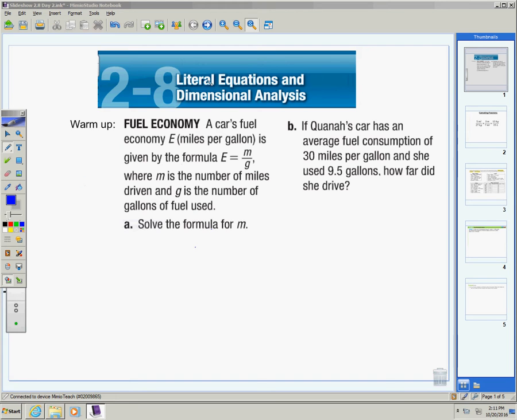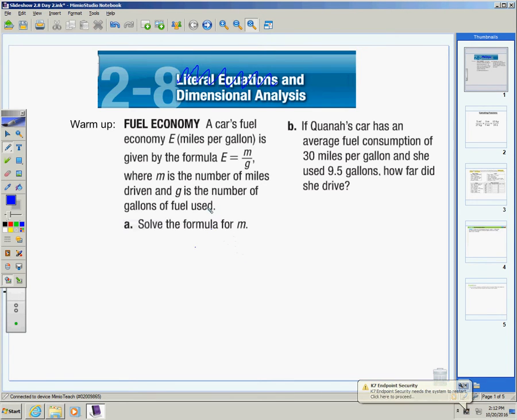Going to be focusing on dimensional analysis, so this one is not about the literal equations. But for our warm-up, let's review what we did in the previous lesson. A car's fuel economy, E miles per gallon, is given by the formula E equals M divided by G, where M is the number of miles driven and G is the number of gallons used. Now, go ahead, solve the formula for M, and then do part B as well. And then when you're done with both those things, unpause the video and see if you got it right.